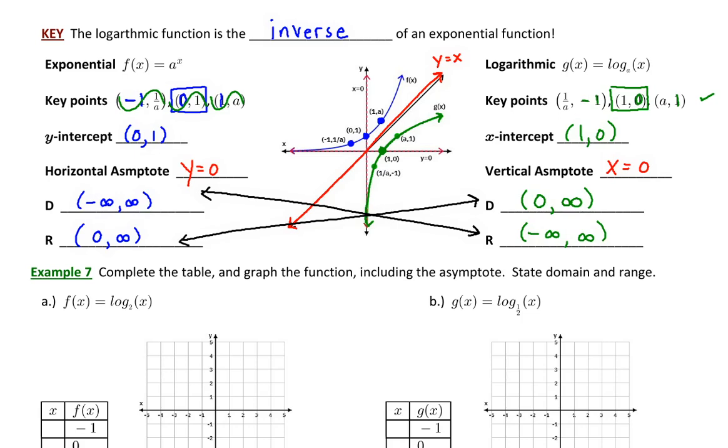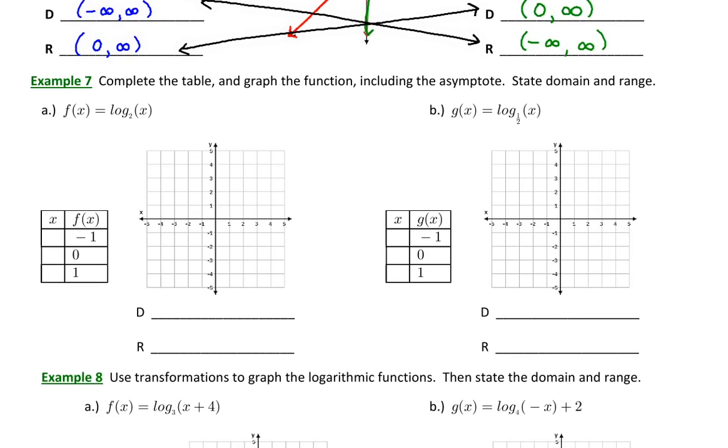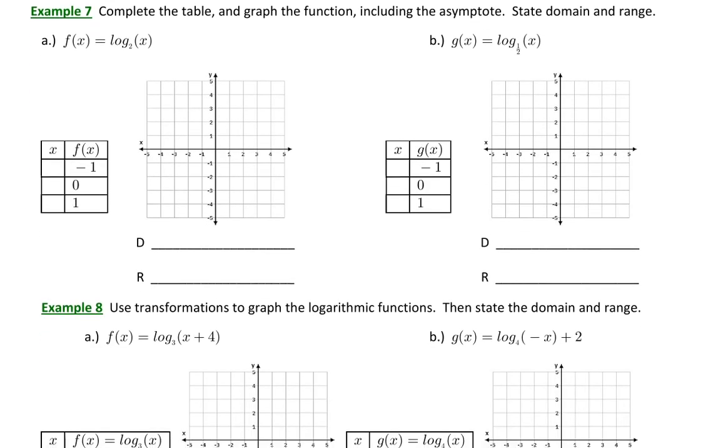So remember, the logarithmic function is the inverse of the exponential function. So all of our ordered pairs switch the x and y components, including the y-intercept becoming an x-intercept. Our horizontal asymptote y equals 0 became vertical asymptote x equals 0, and the domain and range switched. If you can remember that relationship, that is incredibly helpful. So let's see if we can graph some basic logarithmic functions. Example 7, we want to complete the table and graph the function including the asymptote and then state the domain and range.